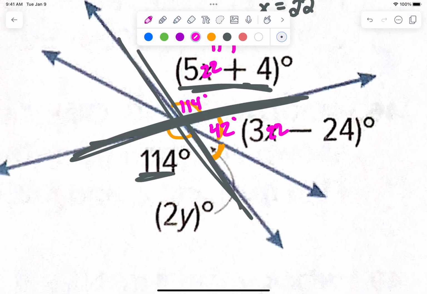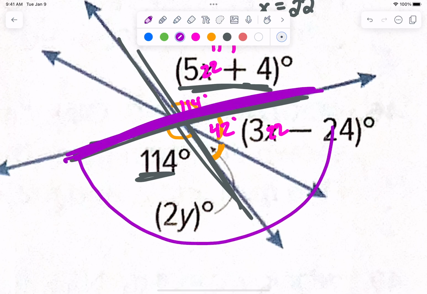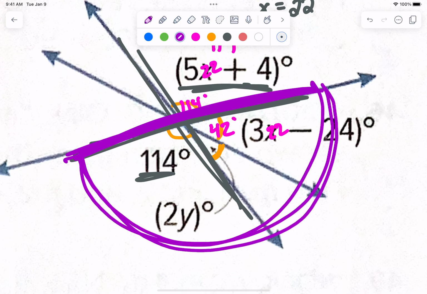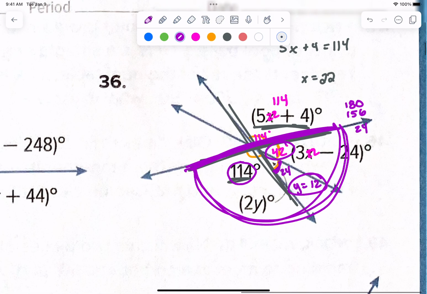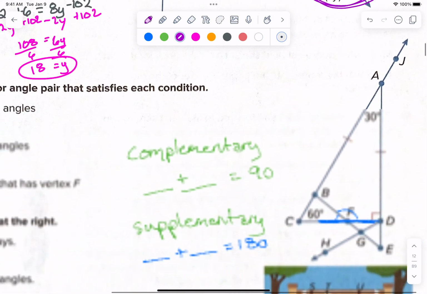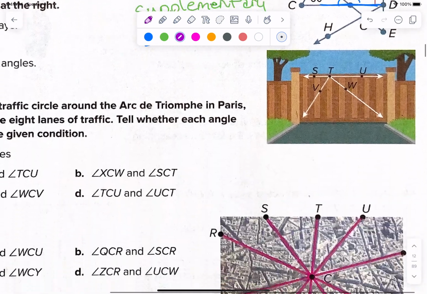How do you do that? Add 114 and 42 and subtract that from 180. This is a straight line, so that means all 3 of these angles are going to be 180, right? 156. So if this is 42 and this is 114, that's 156. 180 minus 156 is 24. So this angle right here is 24, so what's y going to be? 12. You see how that works? That's a lot of running around for that problem. Okay, got it? We get out in 15 minutes.